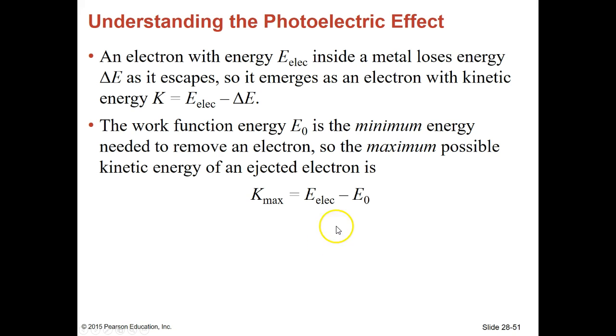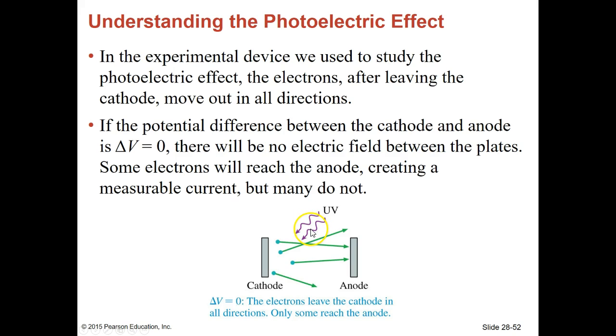An electron with energy E electric is inside metal, and it loses energy delta E as it escapes, so it emerges as an electron with a certain amount of kinetic energy. So this is the energy of the electron minus that change in energy, and the work function is just the minimum energy needed to remove an electron. So the maximum possible kinetic energy of an electron is this. If these two are the same, we don't have any kinetic energy. If you get a little bit more of this electron energy, then that electron can be kicked out, and it does have some sort of kinetic energy we can measure.